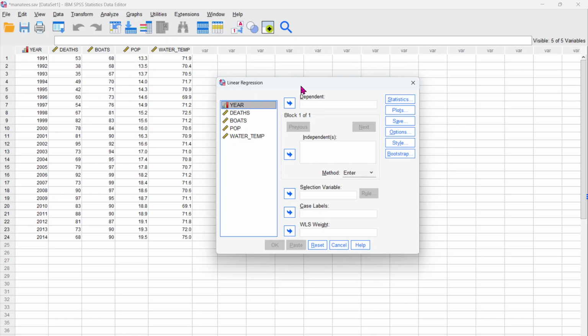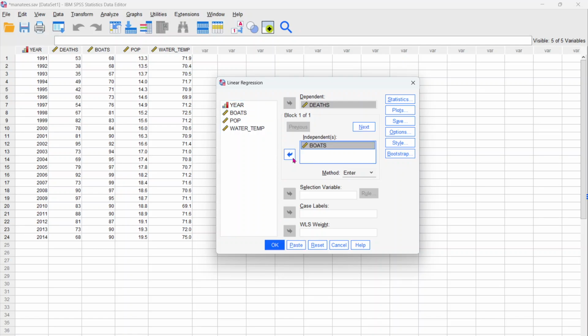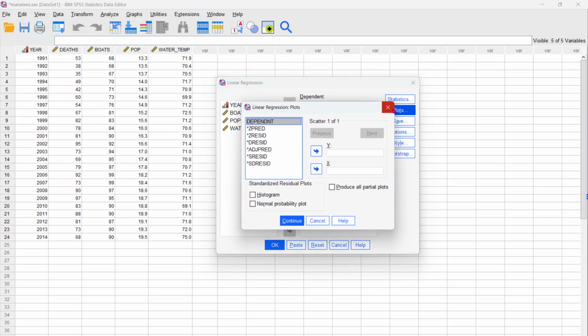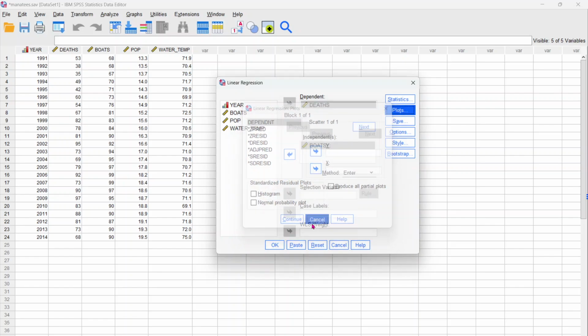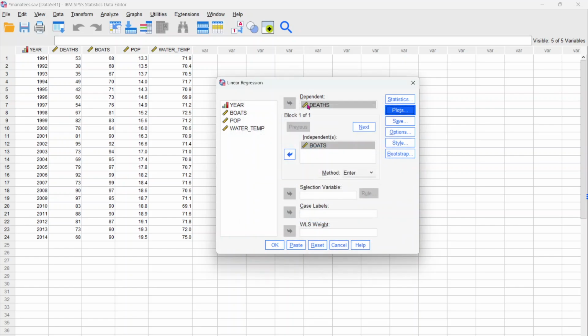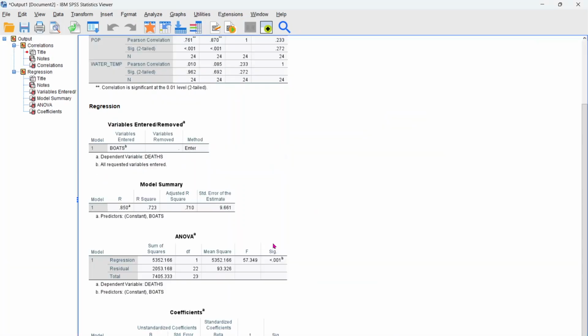I have to identify my independent and dependent variables. My dependent variable is death. My independent variable of choice is boats. Okay. Notice that this will actually let you enter more than one variable. Don't do that yet. We only have one variable. We're doing a simple linear regression. This will do plots, but I don't think it will just do a scatter plot. These are actually residual plots. We're going to get to these really soon, but not now. And so this is just going to do deaths and boats, X and Y. Okay. And then I just hit go.